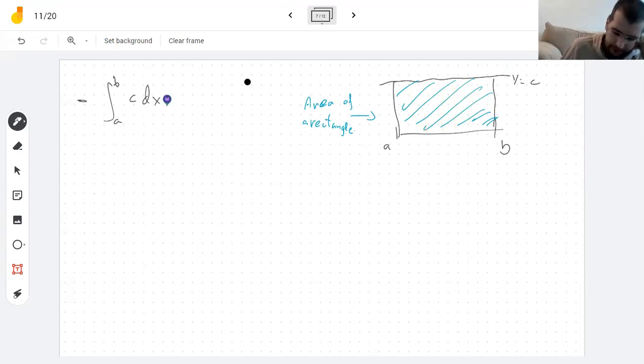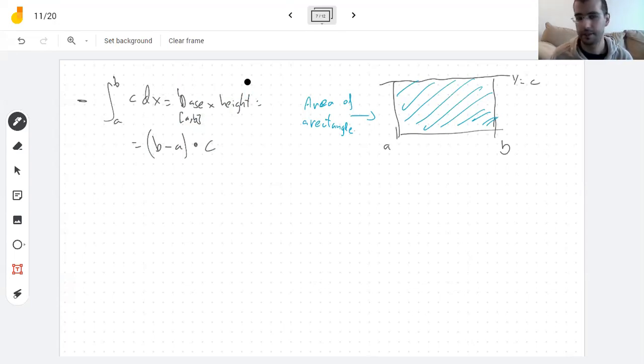If I try to do the integral, that means split the rectangle into smaller rectangles and add the areas together. But that is just computing the area of the rectangle anyway. So the answer to this integral is the base times the height. The base is the interval AB, which has length B minus A, and the height is C. And that's the integral of a constant function. If C happened to be negative, we would get a negative number, which makes sense because I said we should get negative the area of the rectangle.